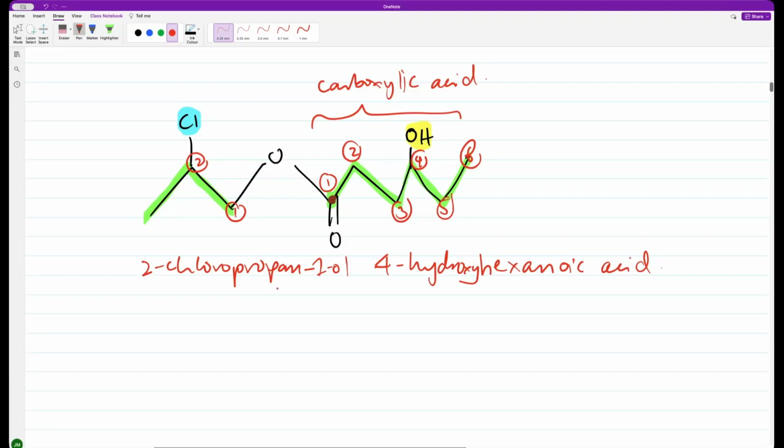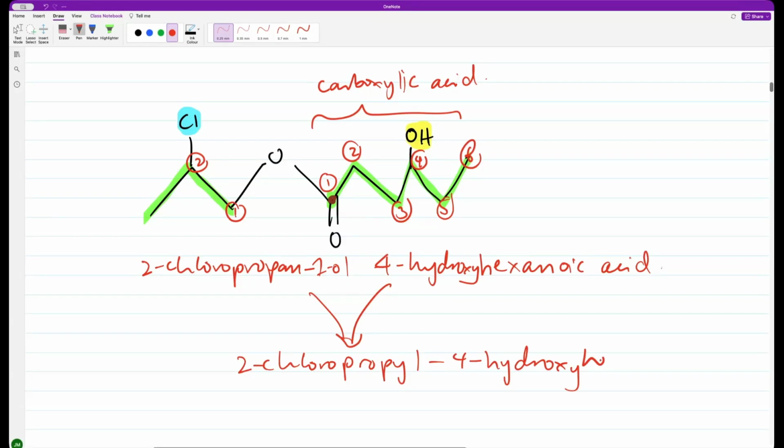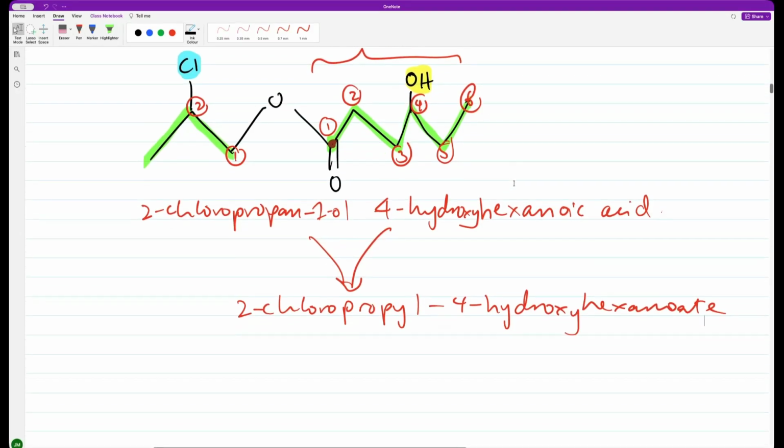So the names change, and they merge together. So the 2-chloropropanol will become 2-chloropropyl, and then the 4-hydroxyhexanoic acid will become 4-hydroxyhexanoate. All right. Let's do one more example.